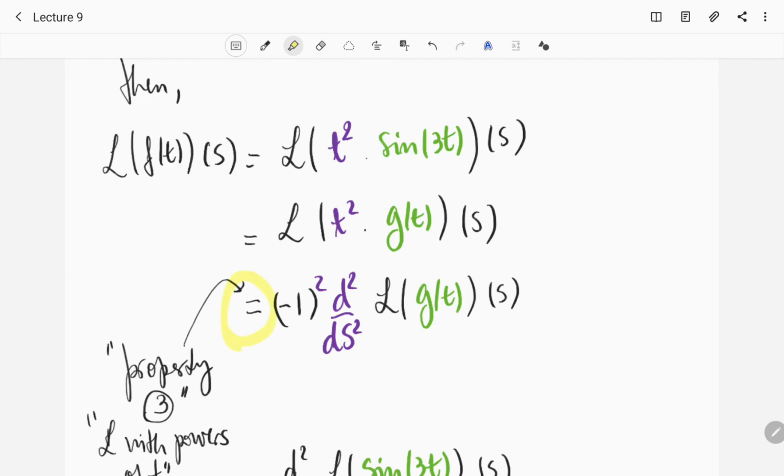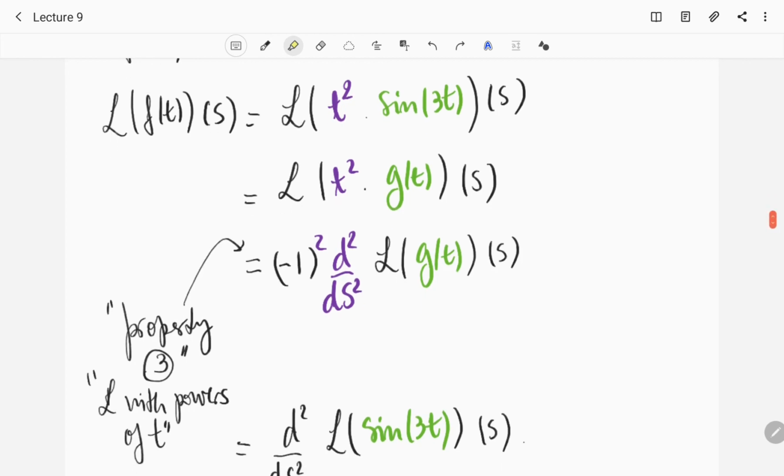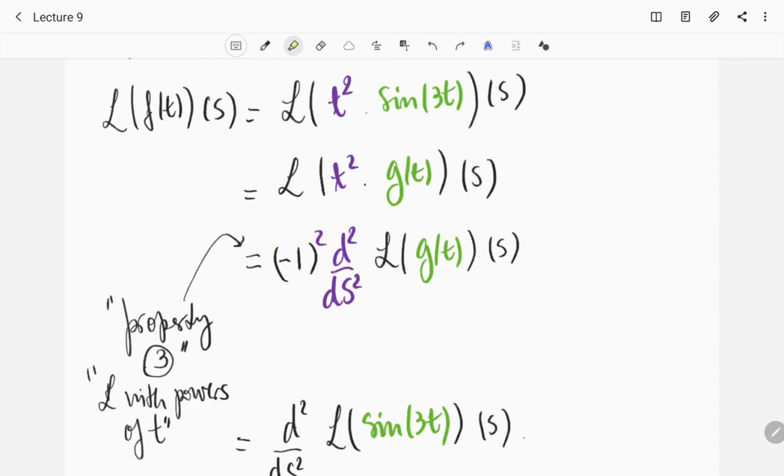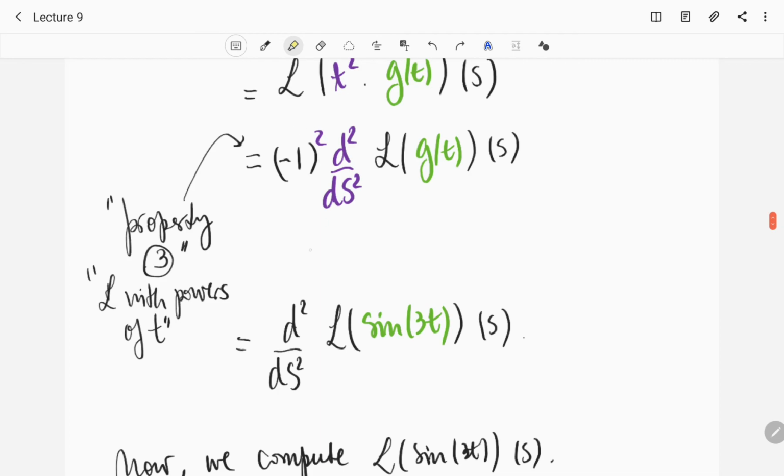And here we're using this third property, the first, let's say, special or weird property, which is: I have powers of t, so the Laplace transform turns this into a derivative in s. And we have a minus 1 squared and this derivative. Now, this minus 1 squared is just a 1, and now we have to solve this.